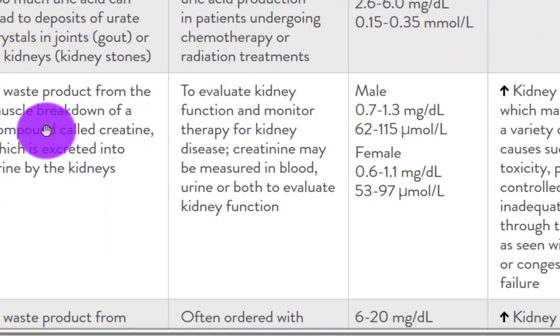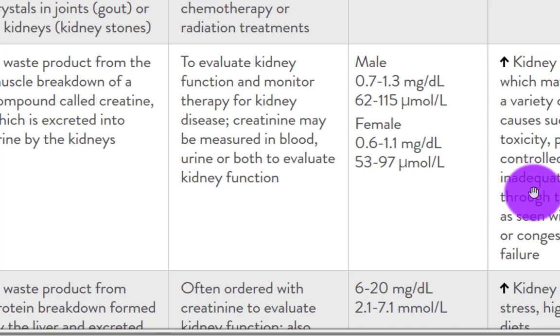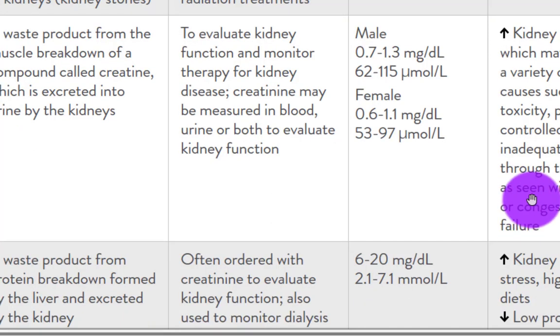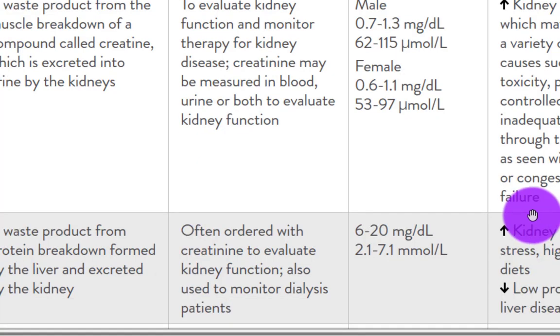Creatinine, a waste product from the muscle breakdown of a compound called creatine, which is excreted in the urine by the kidney. To evaluate kidney function and monitor therapy for kidney disease. Creatinine may be measured in blood, urine, or both to evaluate kidney function. Male 0.7 to 1.3 milligram per deciliter, female 0.6 to 1.1 milligram per deciliter. Kidney dysfunction, which may be due to a variety of different causes such as drug toxicity, poorly controlled diabetes, or inadequate blood flow through the kidneys, as seen with shock or congestive heart failure.